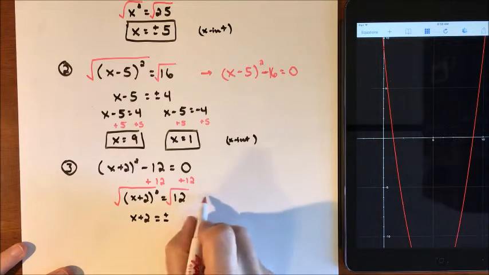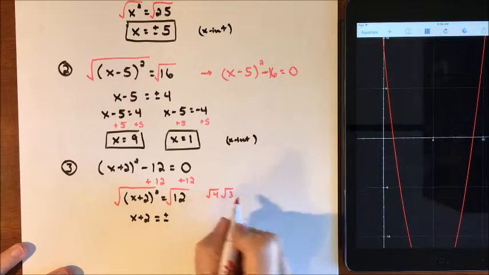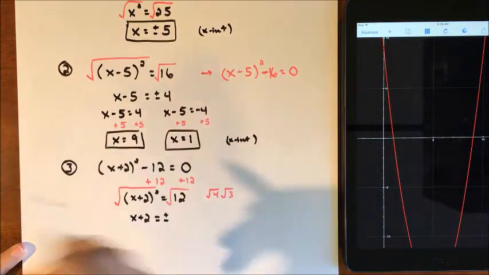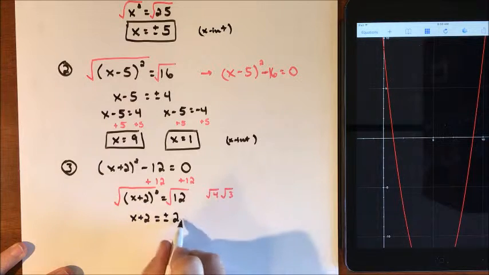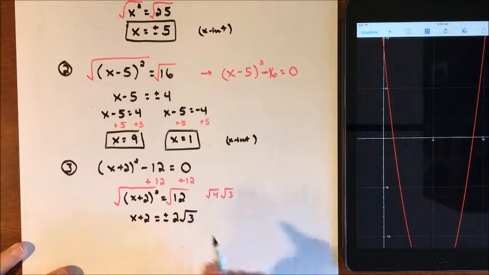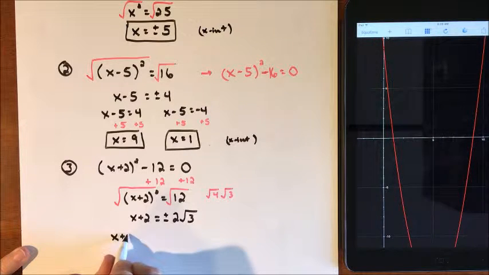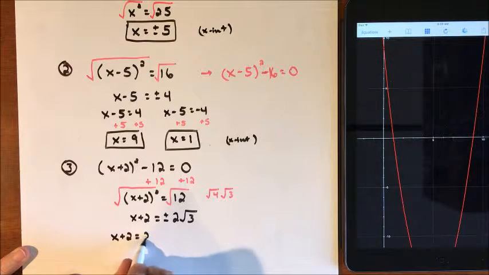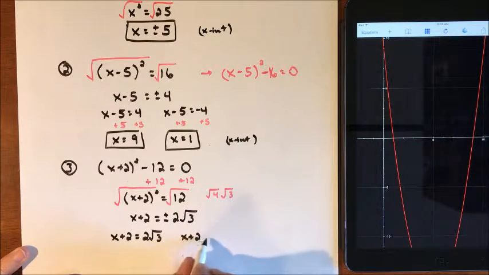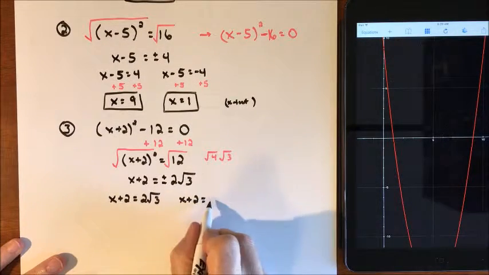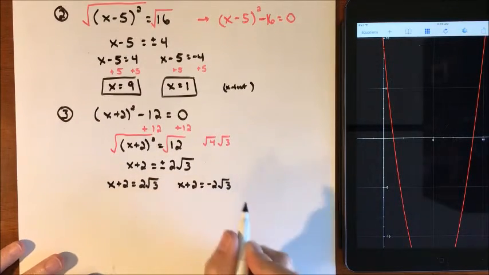Now we want to try and simplify this as best we can. 12 has a perfect square of 4, and 3 would be the other value to it. So we have a plus or minus. The square root of 4 is 2. Square root of 3 we can't do. So our answer again is we have two separate equations. X plus 2 equals 2 square root 3. X plus 2 equals negative 2 square root 3.